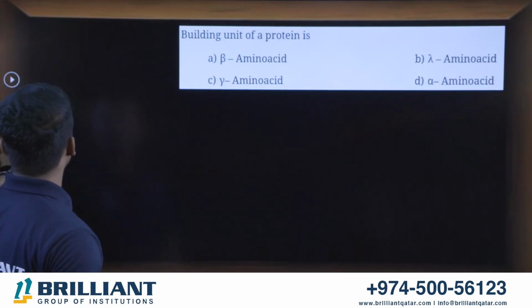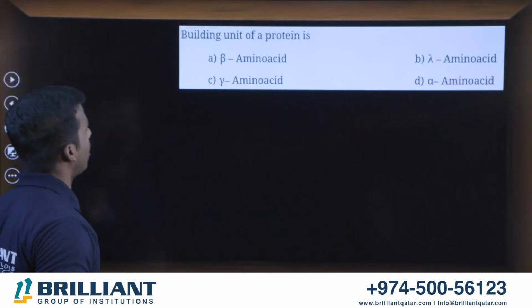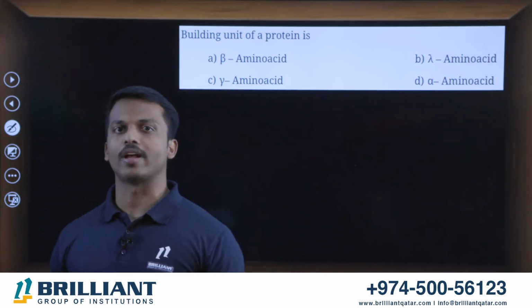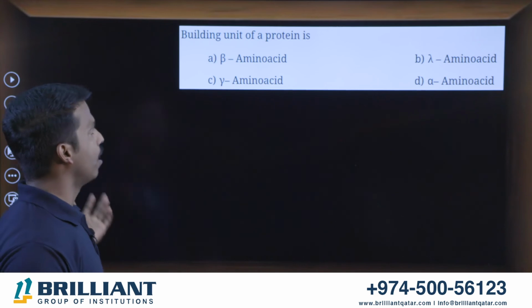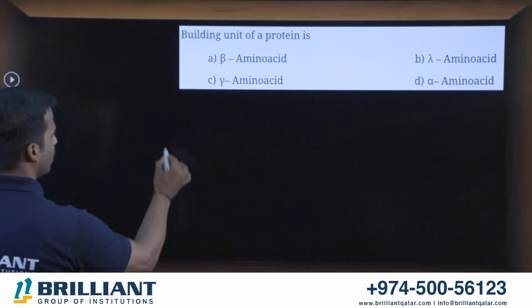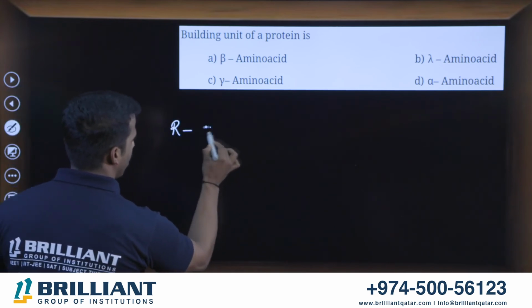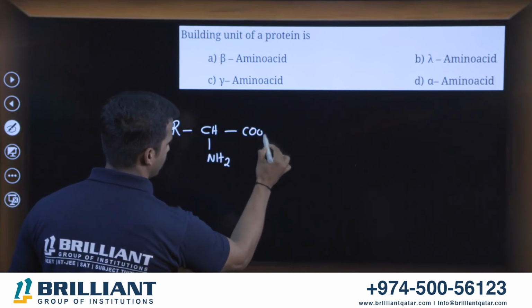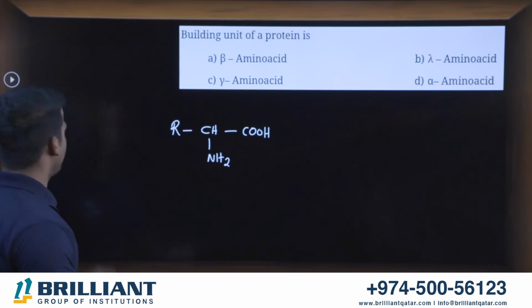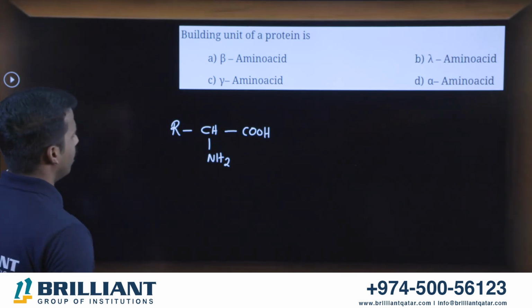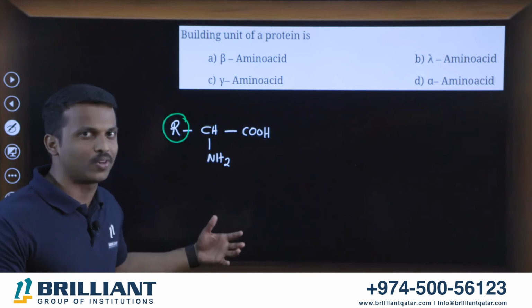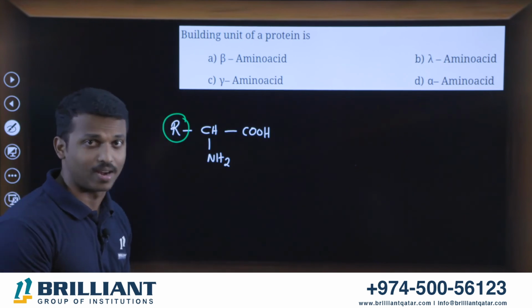Then building unit of proteins are, you know, proteins are made up of amino acids. Which amino acid? Alpha, beta, gamma. Which one? Dear student, the general expression we studied, no? RCH NH2 COOH. This is the general expression of the amino acids. And here, R group can be any group, hydrogen, methyl, ethyl, anything. So depending on that, we will get various amino acids, right?